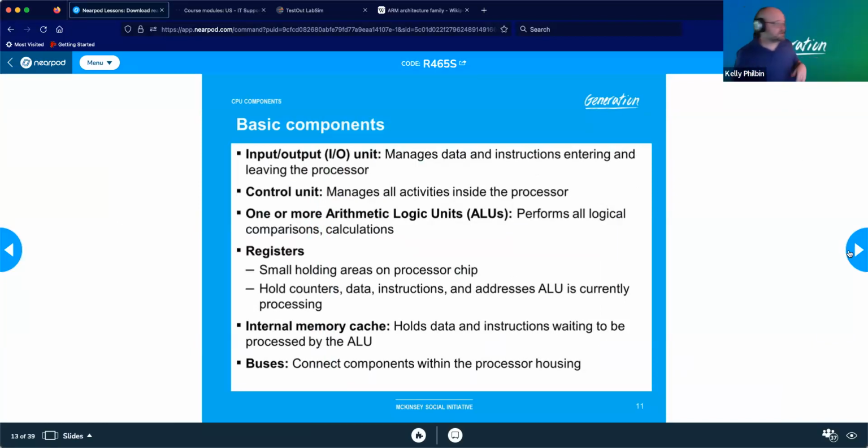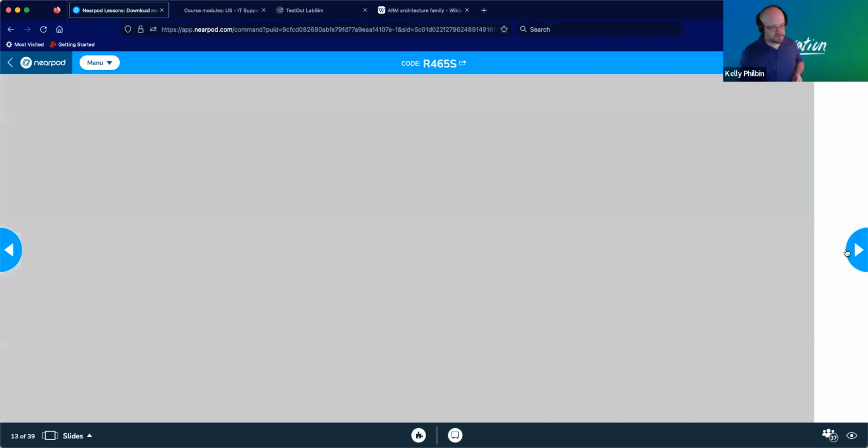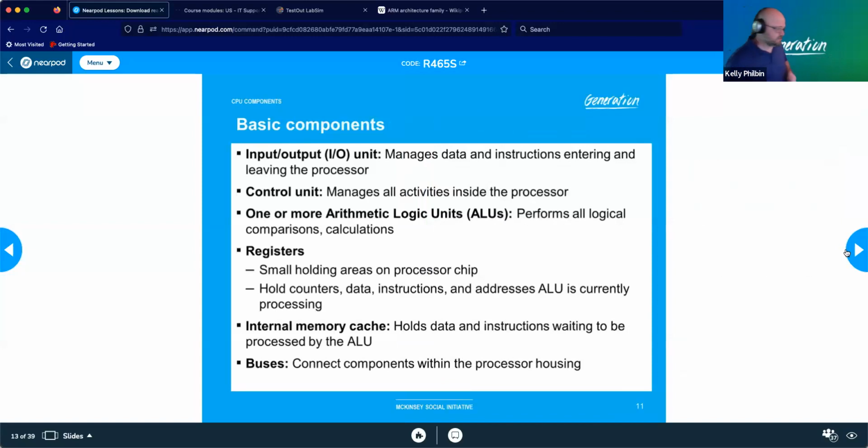Memory cache, these are where things are waiting to be processed. And the buses are the little lines connecting everything together. So these little yellow lines that you see, those are called buses. And that's where data and power are transmitted. Questions so far? Just kind of getting to know the geography of a CPU.